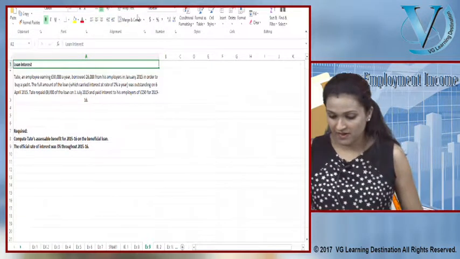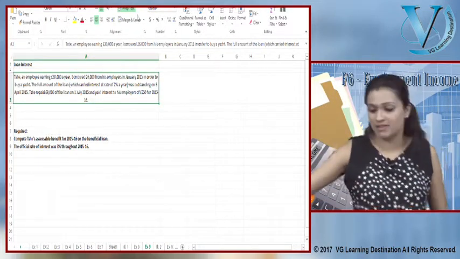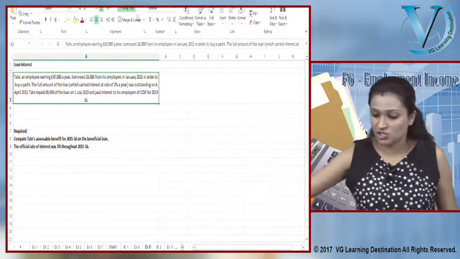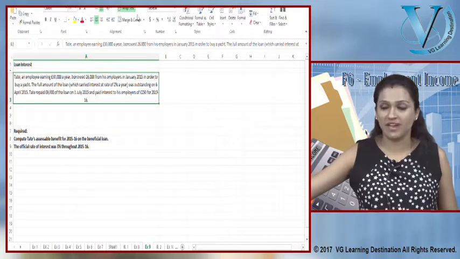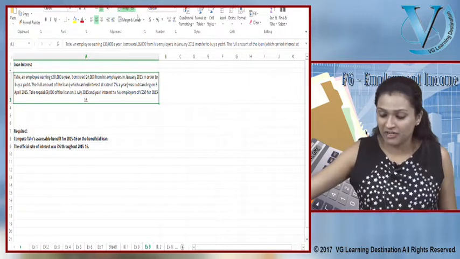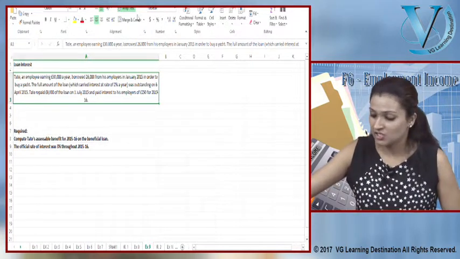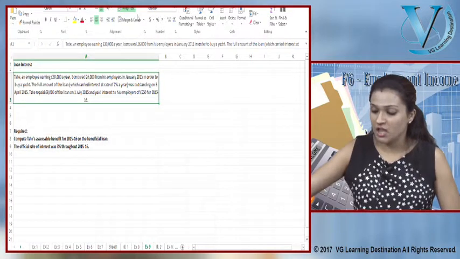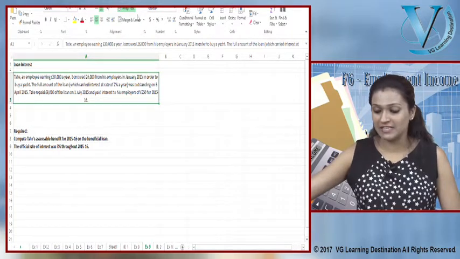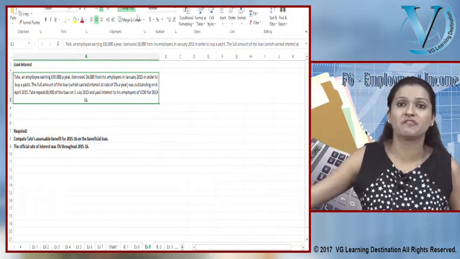Yes, finally. So Tate, an employee earning £30,000 a year, borrowed £26,000 from his employers in January 2015 in order to buy a yacht. The full amount of the loan, which carried interest at a rate of 2% a year, was outstanding on the 6th of April 2015. Tate repaid £8,000 of the loan on 1st of July 2015 and paid interest to his employers of £250 for 15-16. You need to now calculate Tate's assessable benefit for 15-16 on the beneficial loan. The official rate of interest was 3% throughout 15-16.